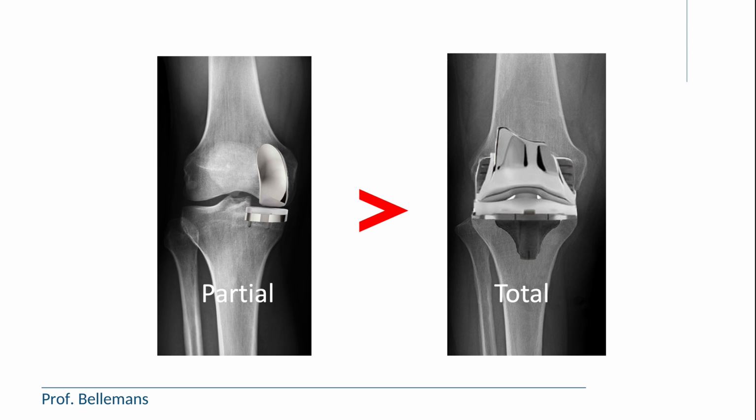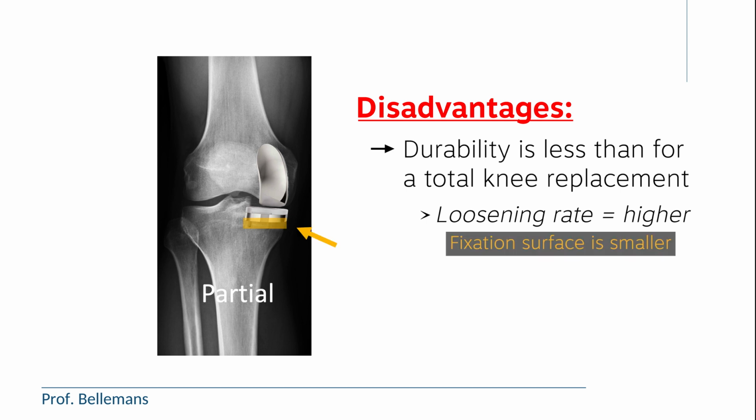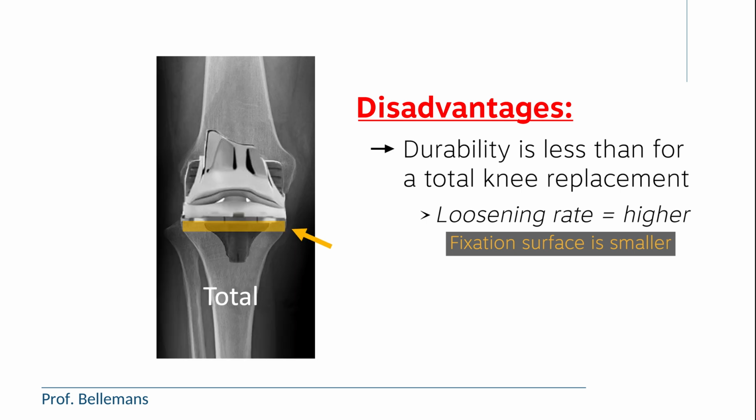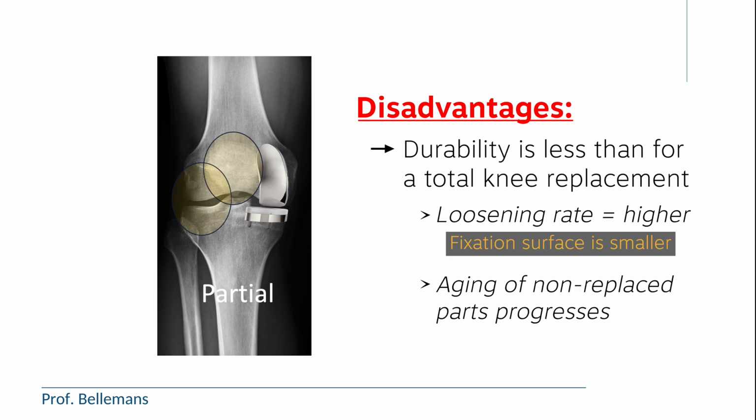Are there disadvantages to partial knee replacement? Yes, there are. The durability of a partial knee replacement is less than for a total knee replacement. There are two reasons for that. One, the loosening rate for partial knee prosthesis is higher than for total knee prosthesis. That is because the fixation surface to the bone is smaller than in total knee replacement. And two, in partial knee replacement, the aging process of the non-replaced parts of the knee, of course, progresses while getting older. And at a certain stage, these parts may become painful.